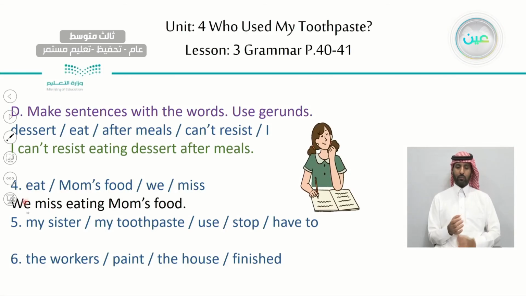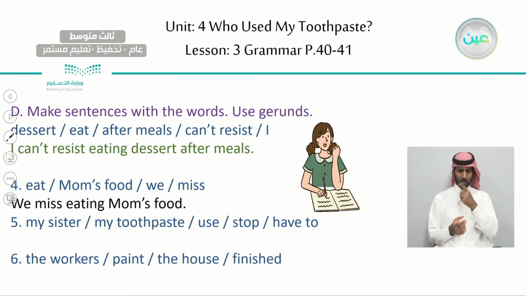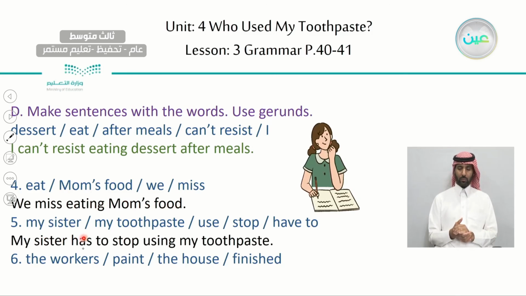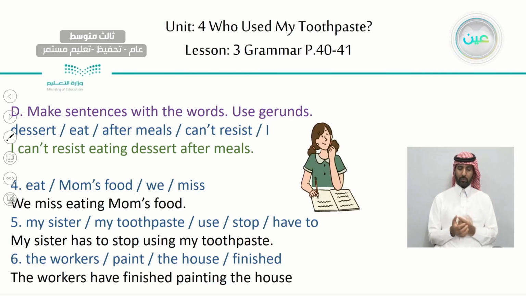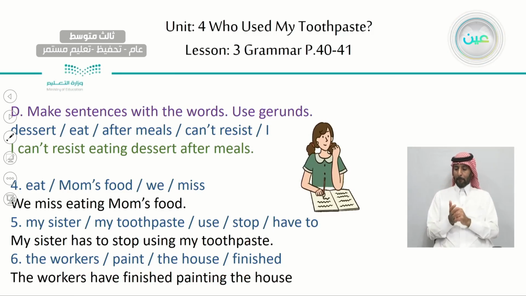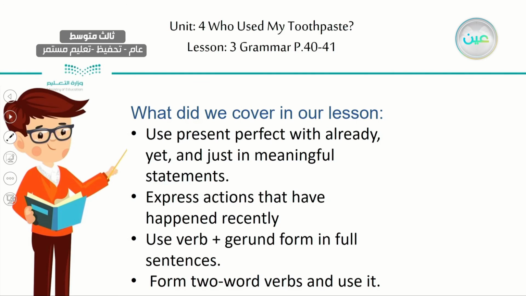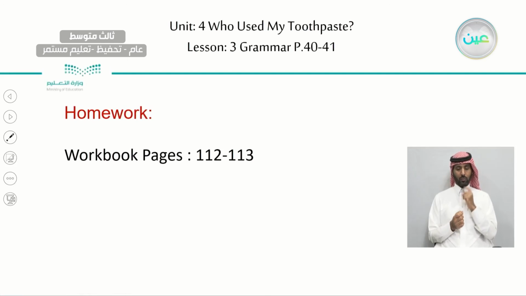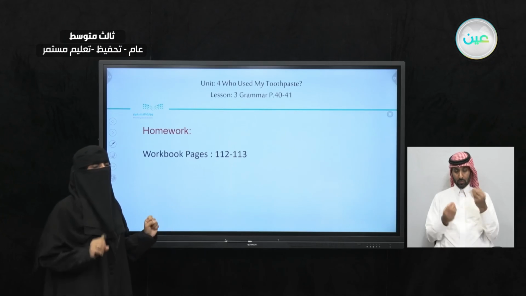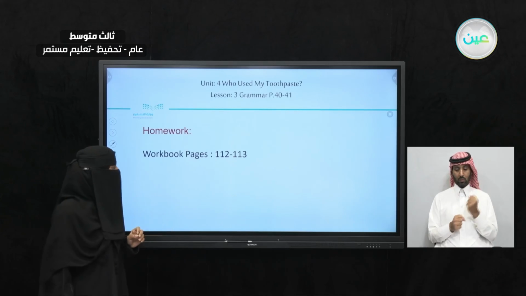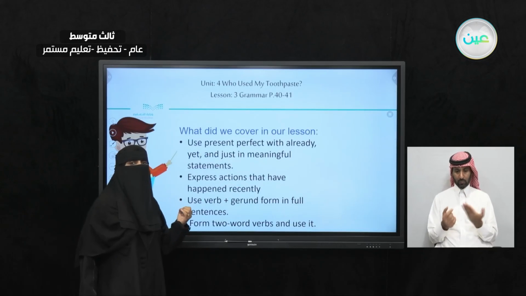Number 4, we miss eating mom's food. 5, let's see the answer. My sister has to stop using my toothpaste. The last one, 6, the workers have finished painting the house. Okay, for your homework, you should do page 112 and 113. It's not related to the third part of our grammar. It's only related to the gerunds and the present perfect.